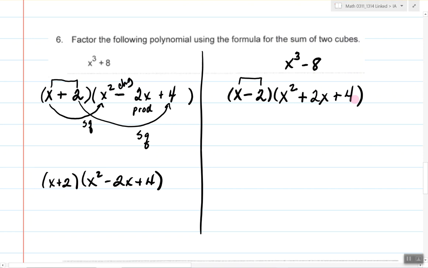So I literally remember for myself that in the binomial I get the roots. But then I get square, change sign, product, square. And I actually say that to myself: square, change the sign, product, square. So I recommend you do the same.